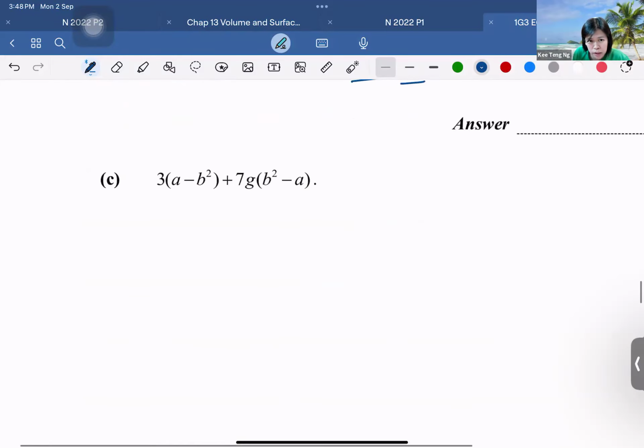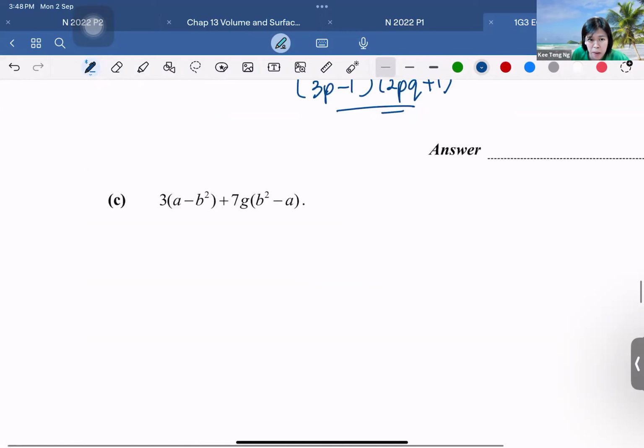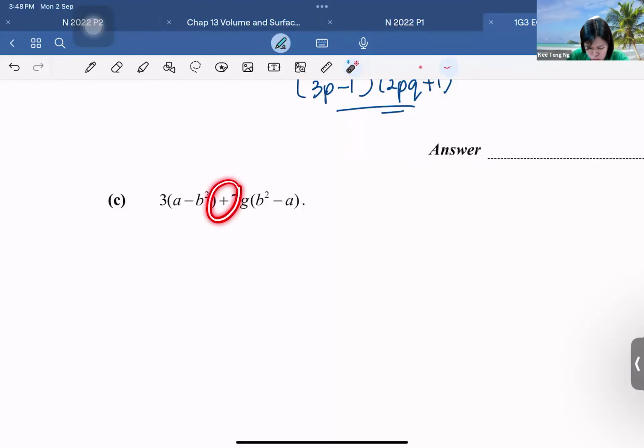This one is actually not difficult. Please don't go and expand and simplify. What you need to observe is that this is positive A, but this is negative A. This is negative B squared, this is positive B squared. How do we change the sign? Anyone knows how do we change the sign to make both positive? How to change from negative A to become positive A, then B squared to become negative B squared? What do I do?